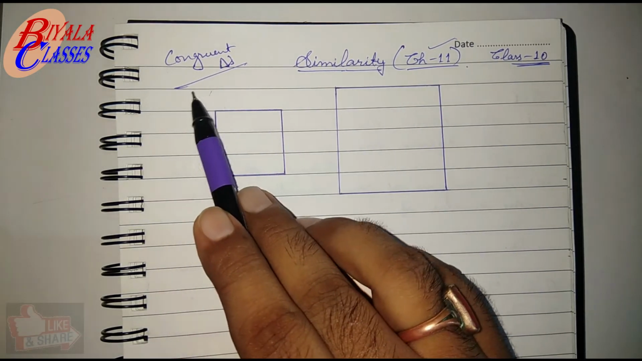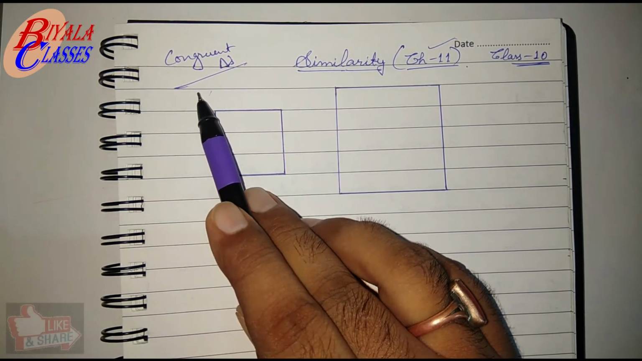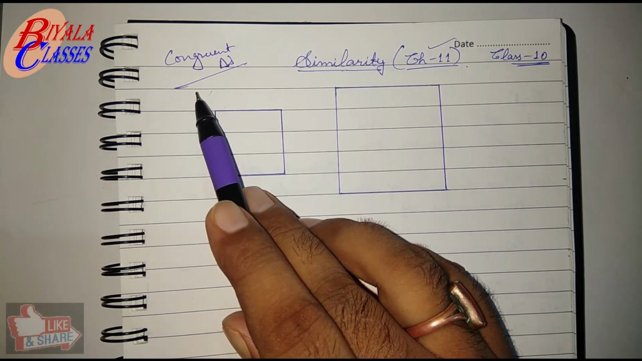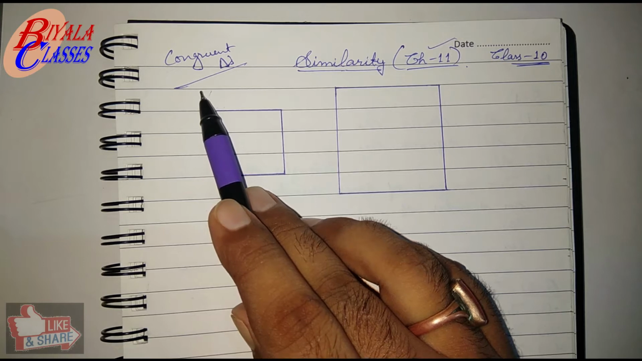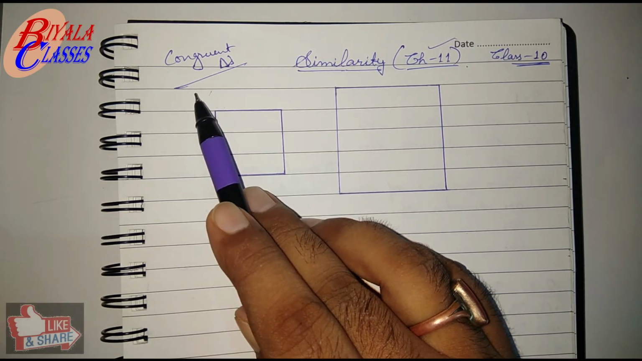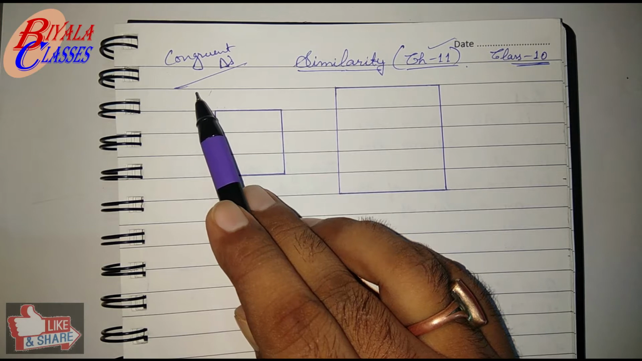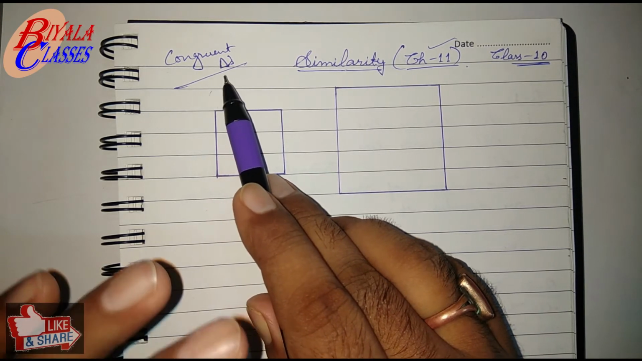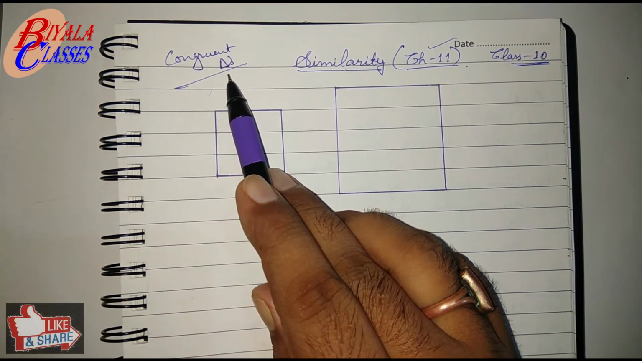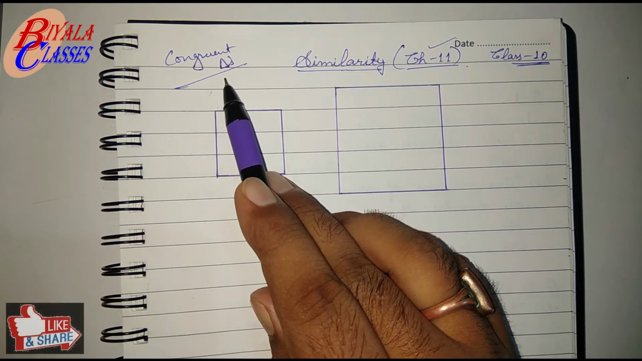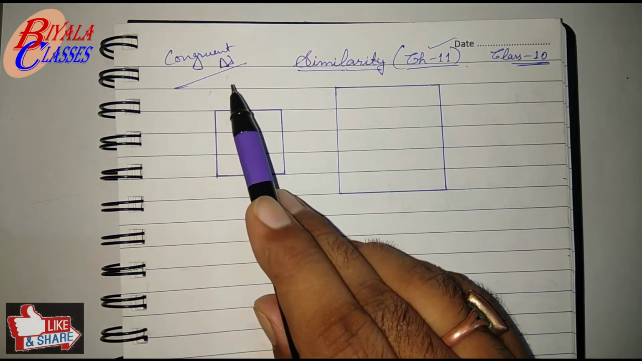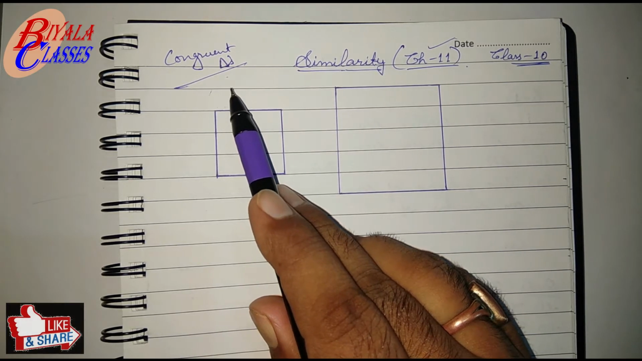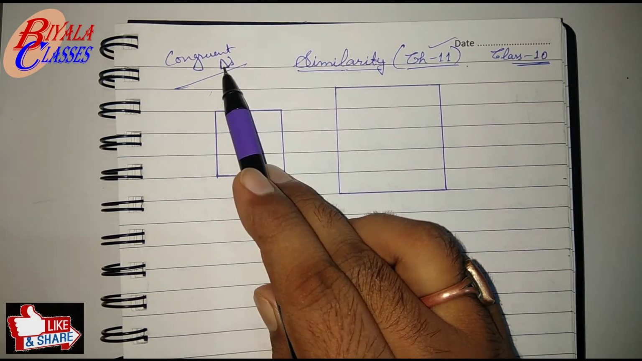Congruence, which you have studied earlier, says that if two shapes or figures have the same shape and the same size, then they are known as congruent. Here I am talking about triangles, but congruence is not only for triangles, it can be any figure. So if any figures have the same shape and size, we say that they are congruent to each other.